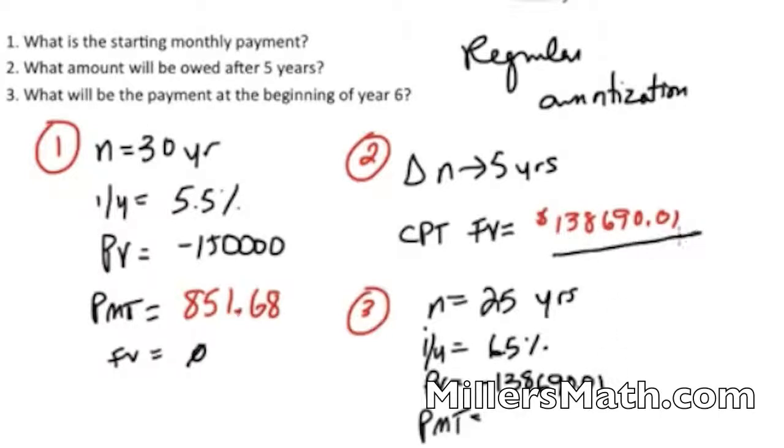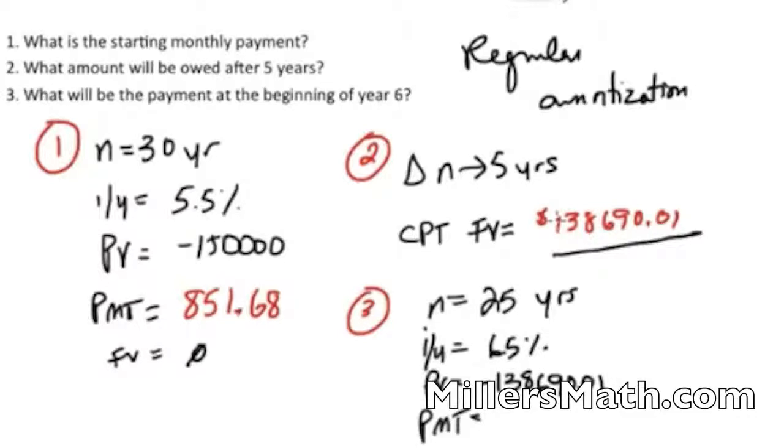$138,690.01. We owe this amount because we've been paying on this loan for 5 years. So we no longer owe $150,000. That's why we calculated this amount. This is what we owe moving forward. Again, whenever you recast, it's regular amortization. So I'm going to punch in these numbers.